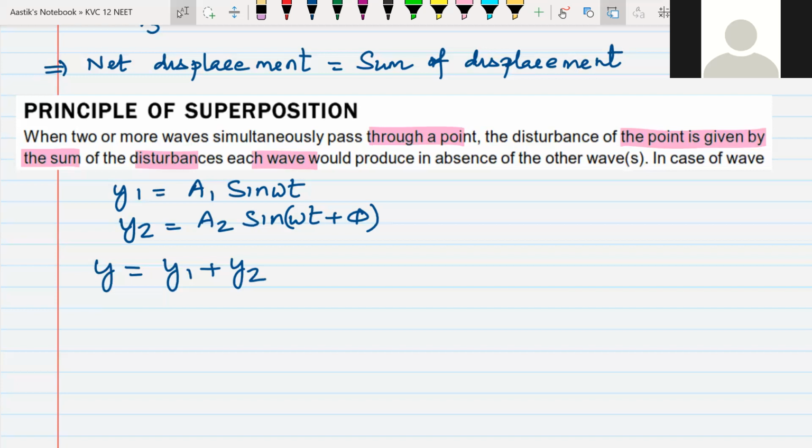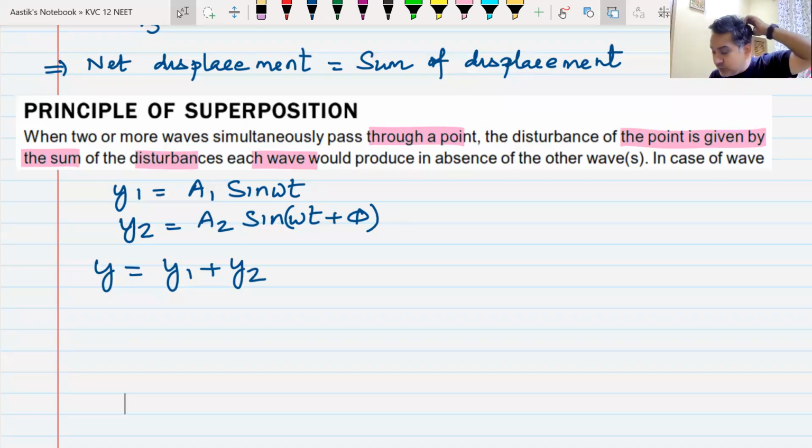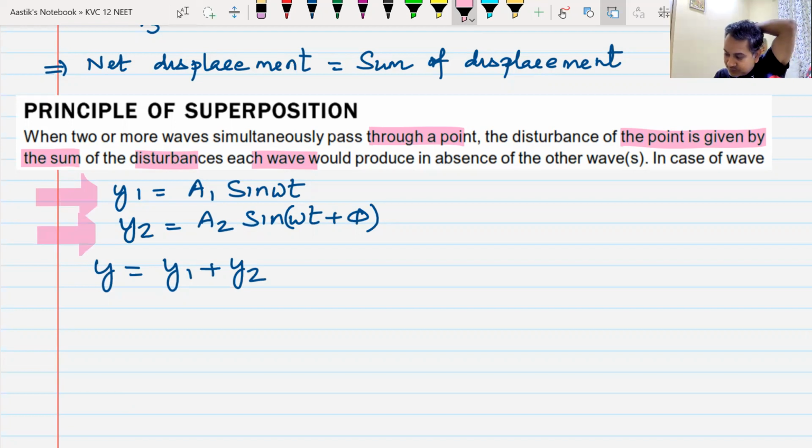Done, sir? Okay. Now, if you look at the two waves that I have written here, wave number one, this one, and wave number two, this one, some quantities are written as same, and some quantities are different between the two waves. Can you tell me which are the quantities that are same in the two waves and what are the quantities that are different in the two waves?